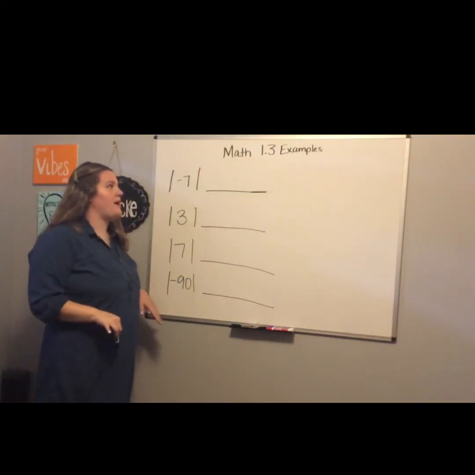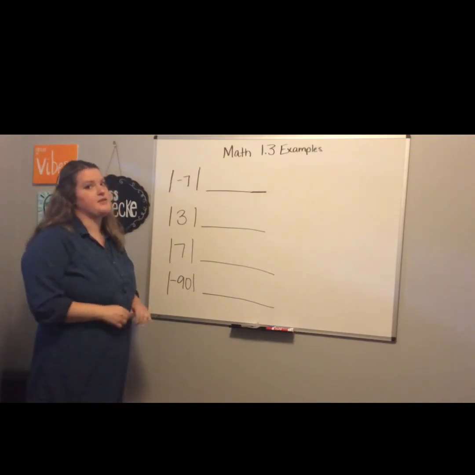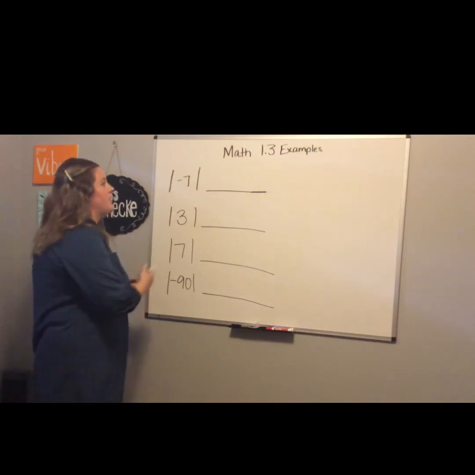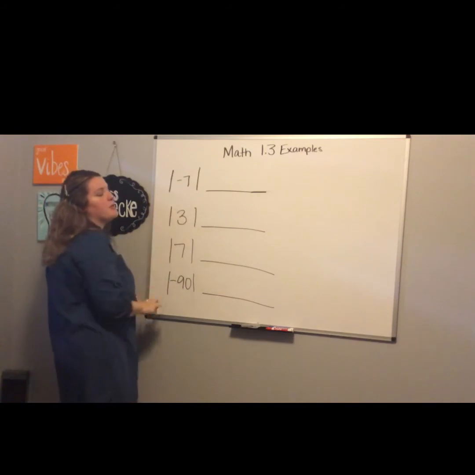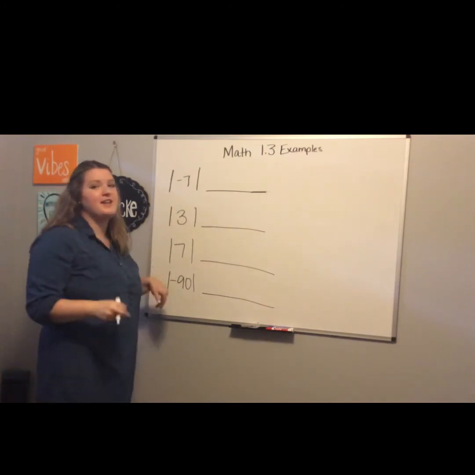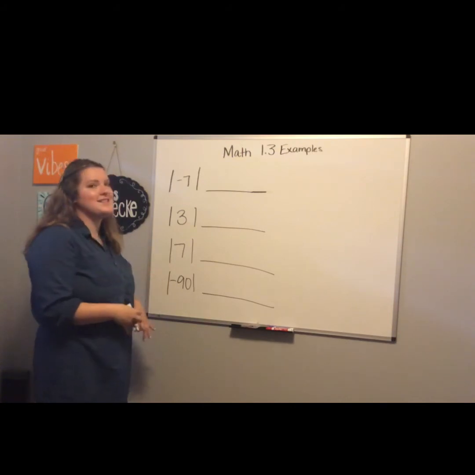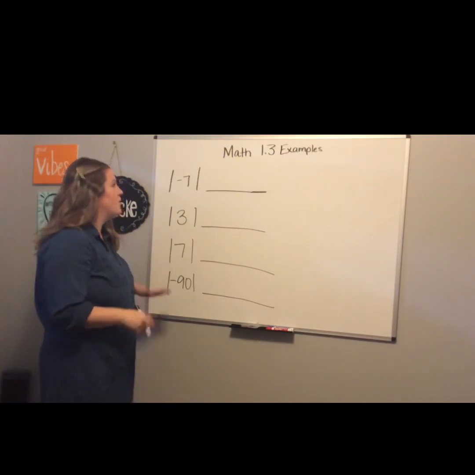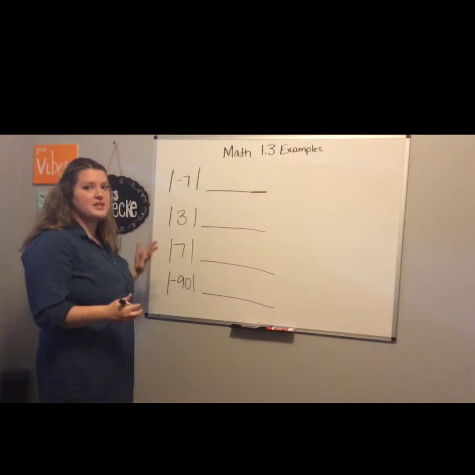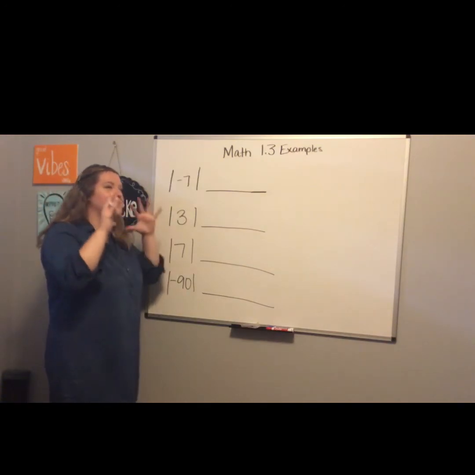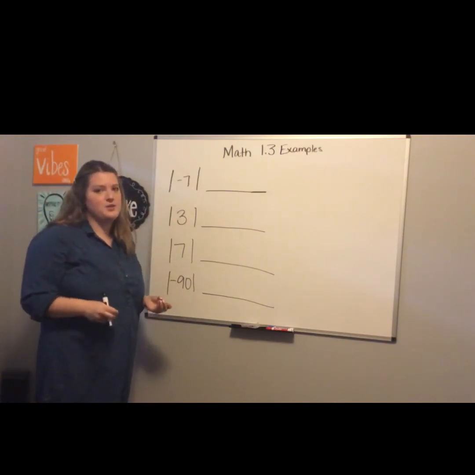Okay, so we're doing math 1.3 examples now. So we're talking about absolute value. And remember, these brackets around a number are telling you that you need to find the absolute value. The absolute value is the distance that number is from 0 or just that number, but it's always positive. So you always need to remember the absolute value is always positive.